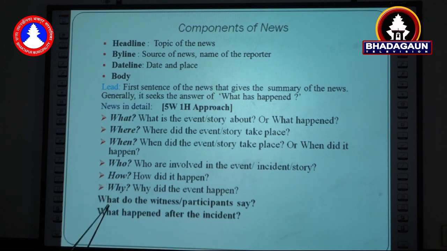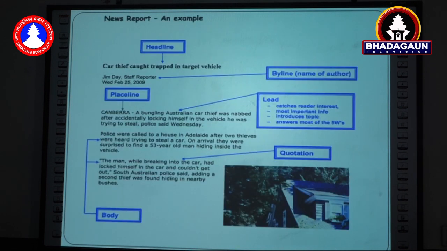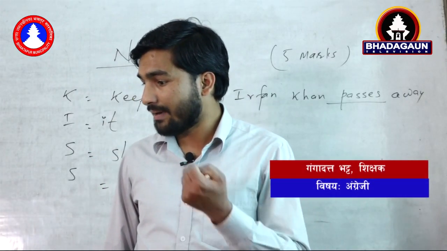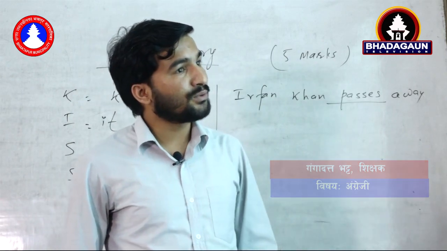Using this 5W1H approach, what do the witnesses or participants say about that incident? What happened after the incident? Generally, these questions should be kept in mind to find the clues and make the draft. After making that draft, you have to put all the answers in a particular, designated format. Now let's see how the headline, byline, place line, body, and conclusion are written.